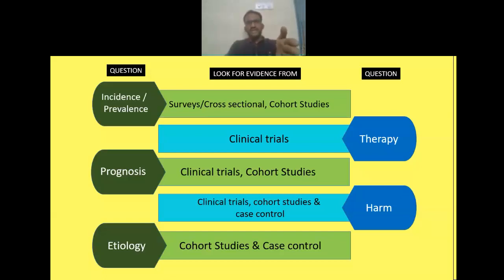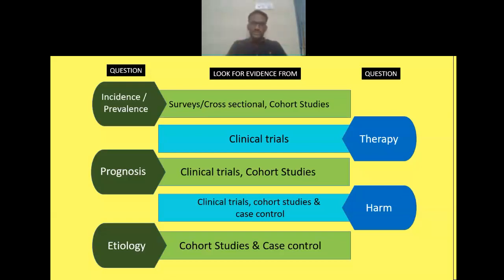if your research question type is incidence or prevalence, then you have to look for evidence from surveys, cross-sectional studies, and cohort studies. As we all know, if it is about therapy, then it is clinical trials. Since we physios are more concerned about therapy, randomized controlled trials or clinical trials are where we will be looking for our evidence.